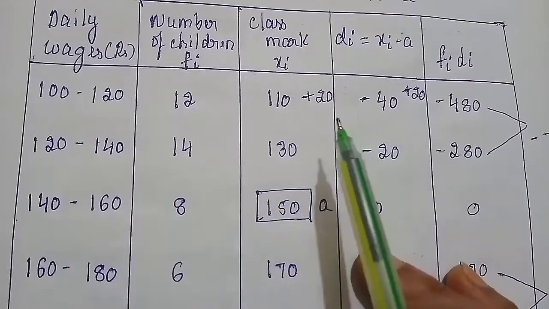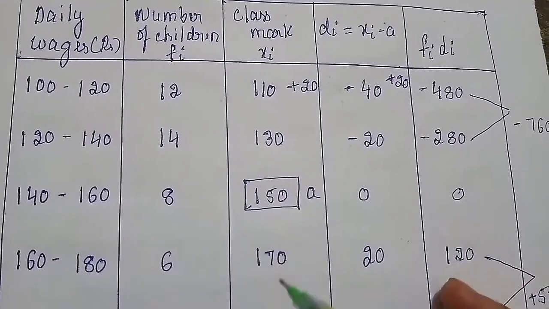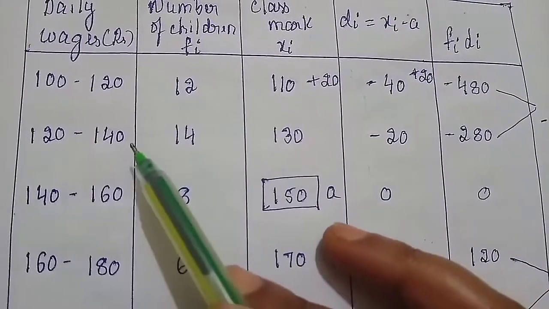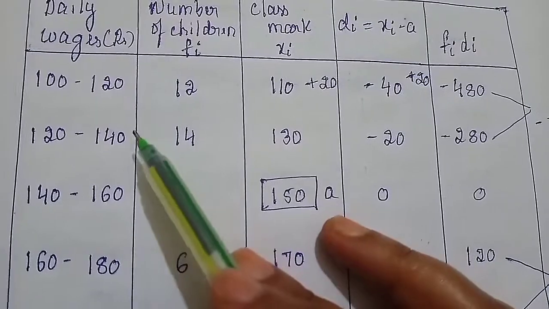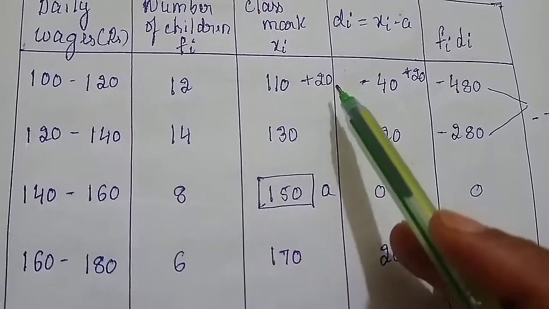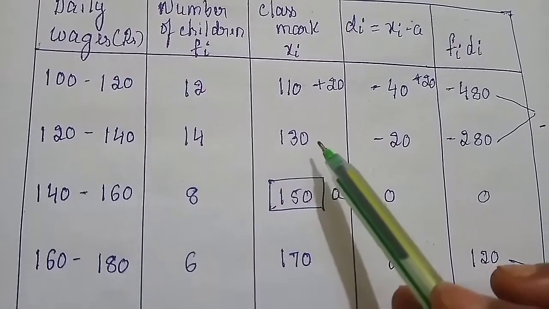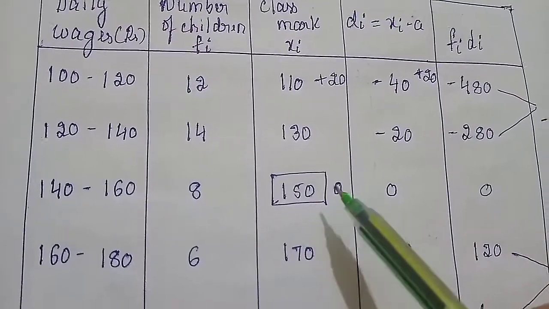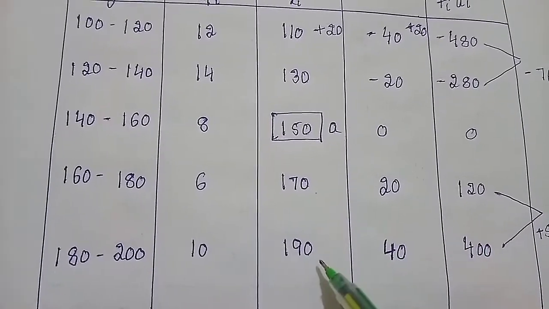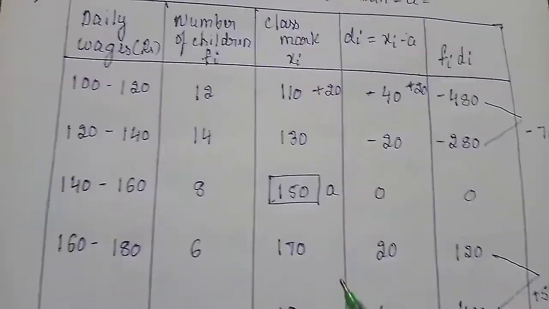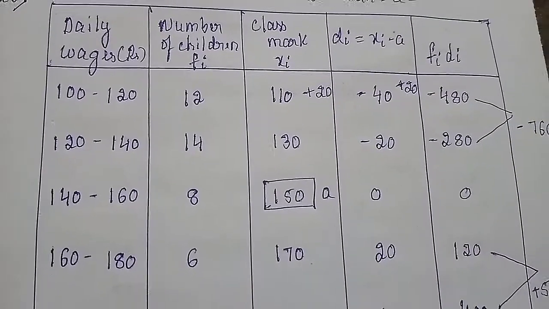As I said in the previous question, go on adding the class size to get the next class marks. What is the class size? Find here: 140 minus 120, that is 20, is the class size. So go on adding 20. 110 plus 20 is 130. 130 plus 20, 150. 150 plus 20, 170. And 170 plus 20 is 190. In this way, we can complete the third column, that is class mark.